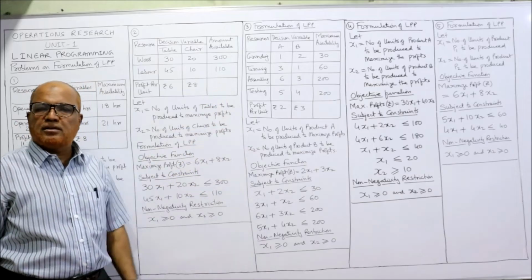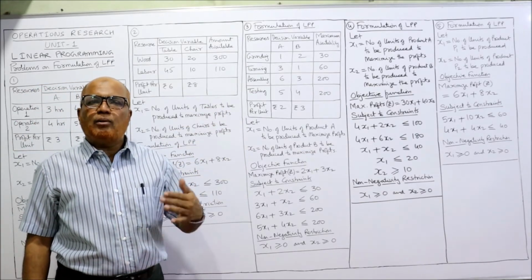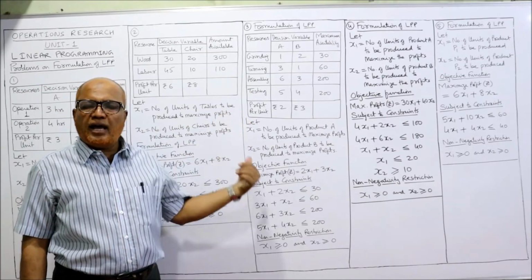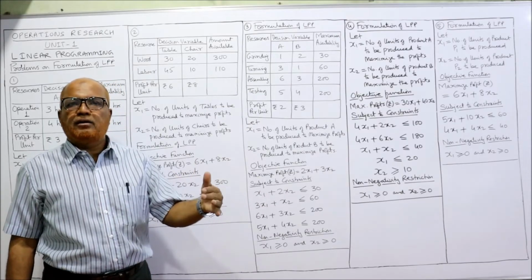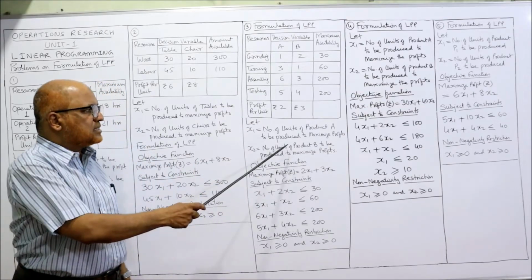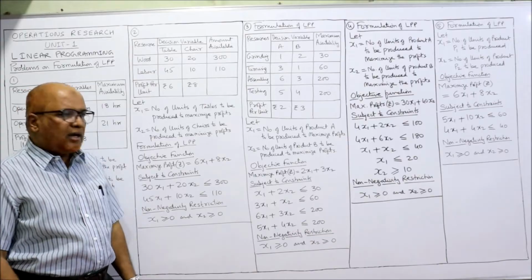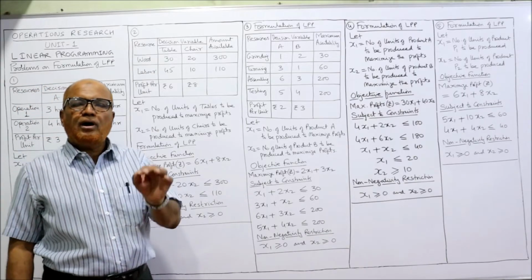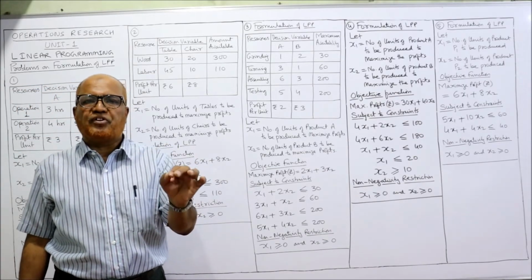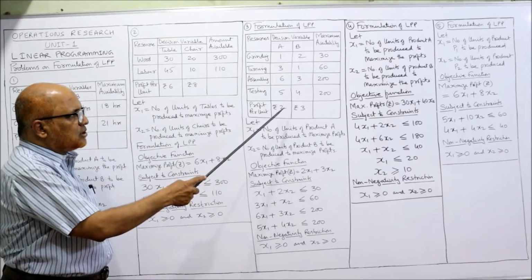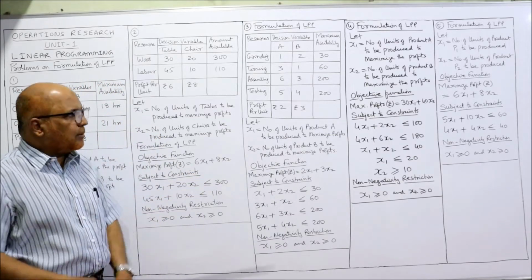Table completed. Now let x1 be the number of units of A and x2 the number of units of B to be produced to maximize the profit. Right? Now the objective function. Our objective is to maximize the profit. Per unit profit is 2. How many units are we making?